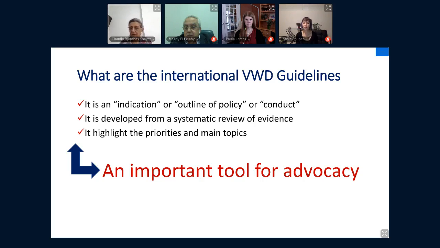In fact, I know that we heard a lot about what could be international von Willebrand guideline, but I will stress a little bit more on three items. In fact, guidelines is an indication, outline of policy or a conduct. It is developed from a systemic review of evidence. It highlights the priority and main topics. So I think guidelines are really perhaps not the most important, but very important tool for advocacy.